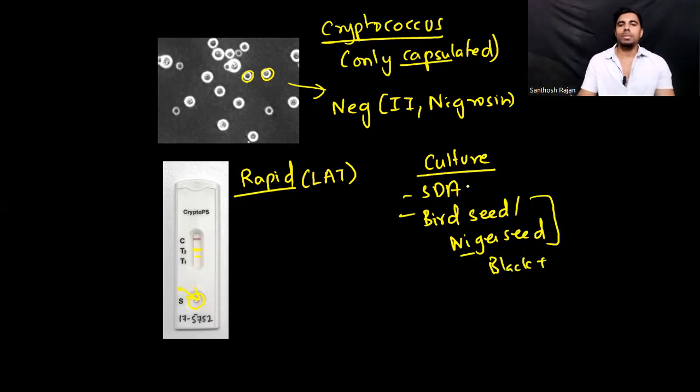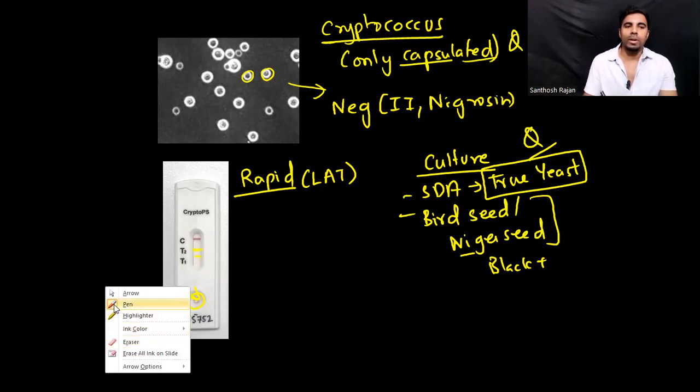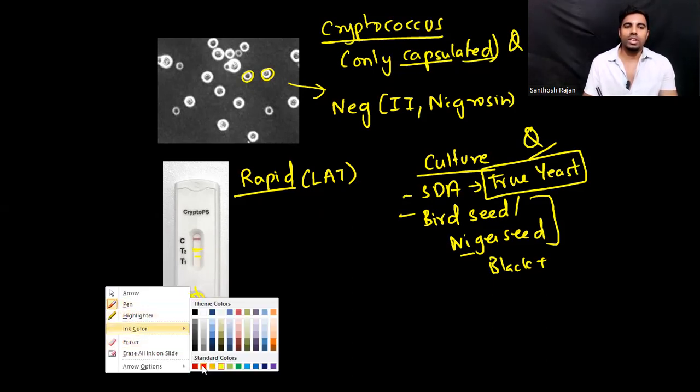And it is a yeast. It's a true yeast. Cryptococcus is the only true yeast. Candida is yeast-like. If you talk about true yeast, you'll talk only about Cryptococcus. That's also one question. And one more important thing: which is the bird for Cryptococcus? You remember?